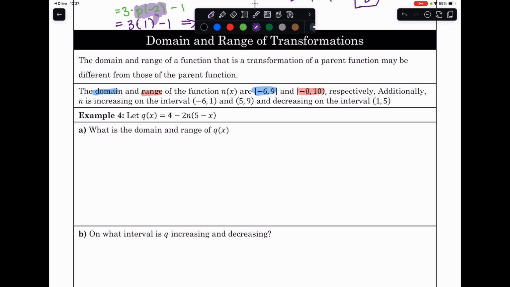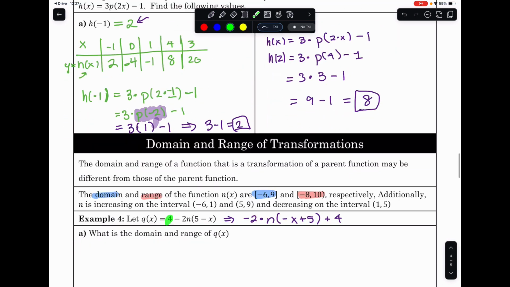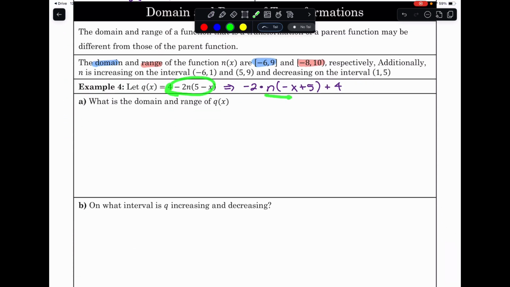So let's clean up, first of all, the notation here. Let's write this as -2 times the function n of negative x plus 5. And then we have the plus 4 in the back instead of having it right here in the front. So all I did was just rearrange and rewrite this so it looks like this. So here's our function, and we are doing two things to the x's, multiplying it by a negative and adding 5. Well, not really adding 5, but subtracting 5.